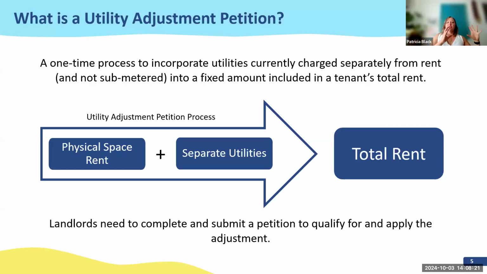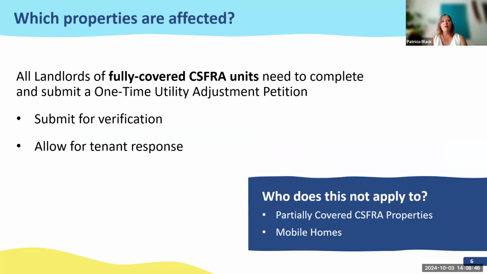So it's going to take your current physical space rent plus those separate utilities that aren't submetered and make one total rent. And all landlords, regardless of whether or not they think that they are using RUBS, have to complete this process, because tenants have to have the ability to respond to the petition. Okay, so that's really important to know.